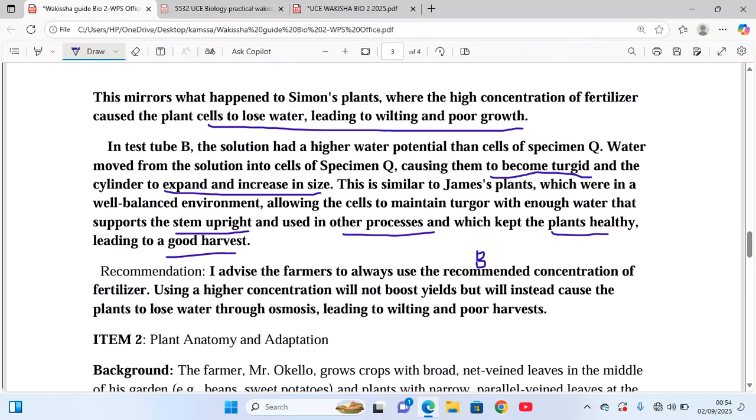So an advice to those farmers, I advise farmers to always use the recommended concentration of fertilizers. For instance, in this case, you can use fertilizer B, is the best. Using a higher concentration will not boost yields, but will instead cause plants to lose water through osmosis, leading to wilting of the harvest.